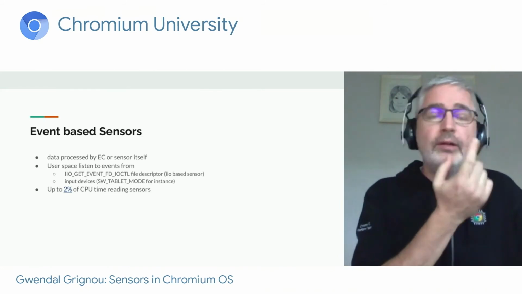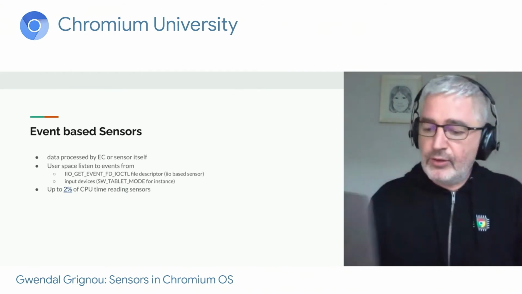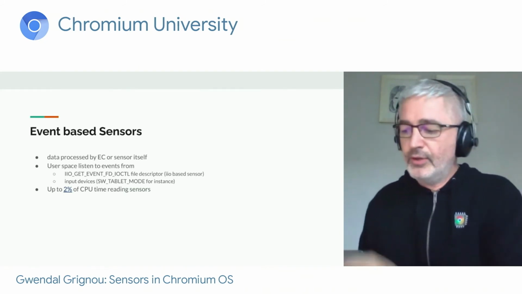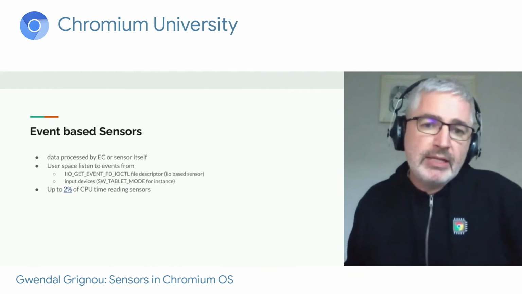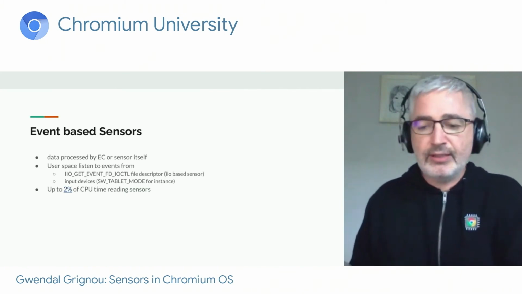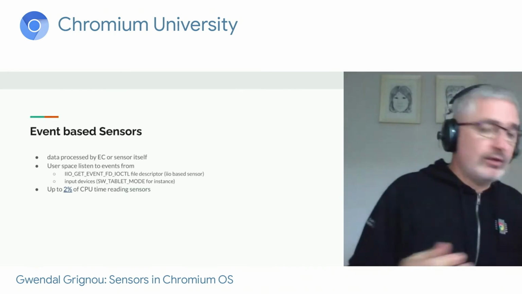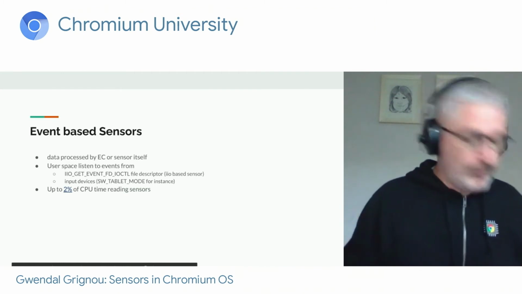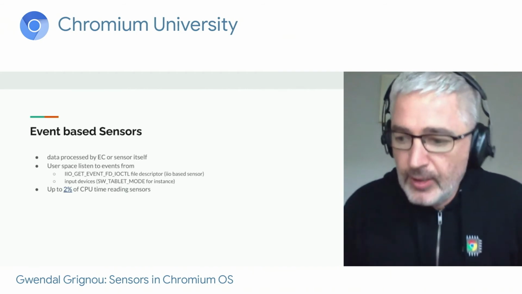In the old time, so I show the machine here, to calculate the lid angle, Chrome would query the accelerometers from the base and the lid every 10 milliseconds. So every 10 milliseconds, even if your computer sits on the desk, it will gather the event. And on some platforms that can consume up to 2% of the CPU time while we are idle.